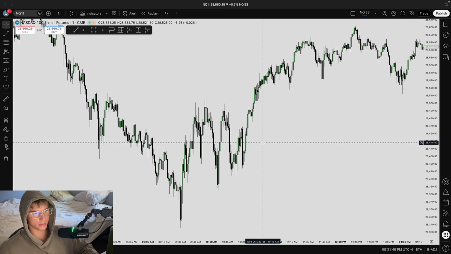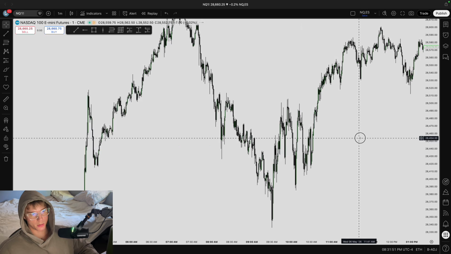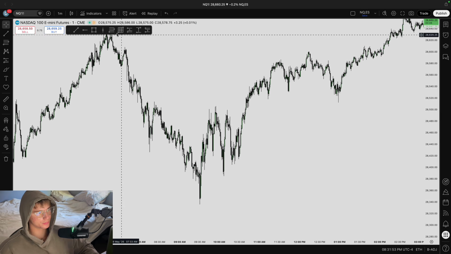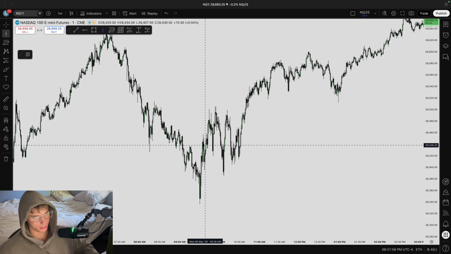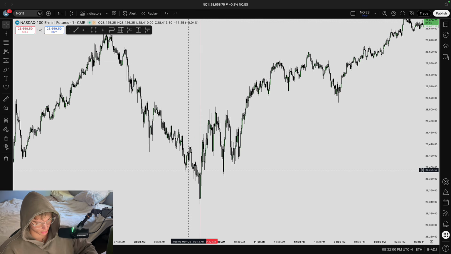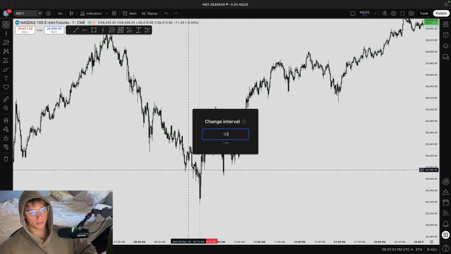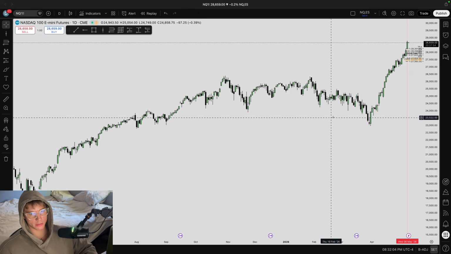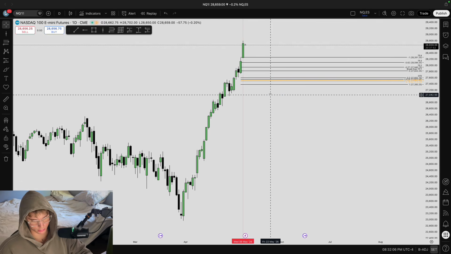Getting right into it, we're just going to mark it out from market open. Market open is going to be right here, this red line. We're going to start with the higher time frame, always starting on the daily.